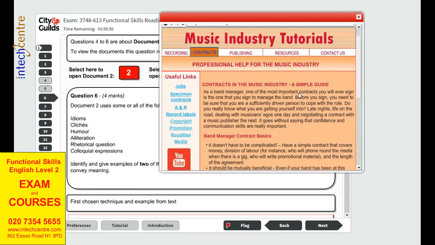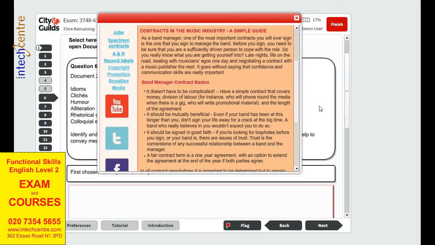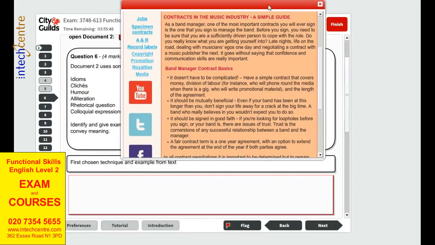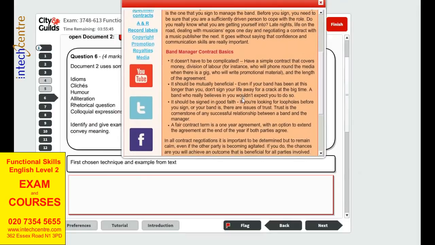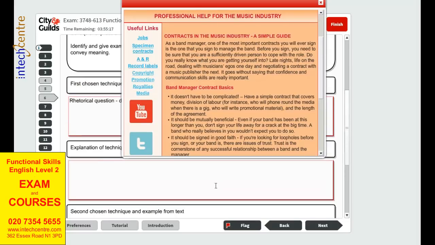Okay, so document 2. Okay, so we look for language techniques. Any of these, some or all of these, so immediately I can see here, the rhetorical question is very easy to spot, so you can see it straight away. Do you really know what you are getting yourself into? So that's the first technique. So we found rhetorical question. Do you really know what you are getting yourself into? And what's the explanation? So what does this mean?